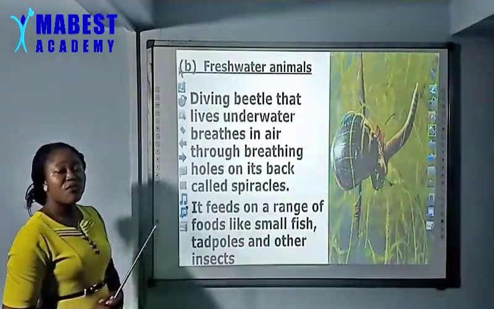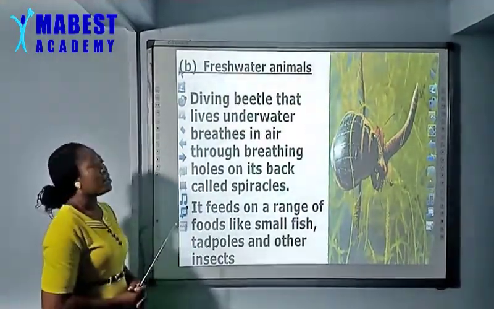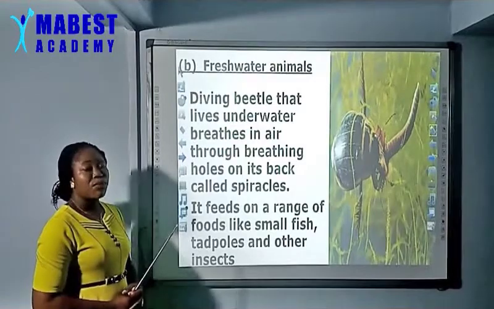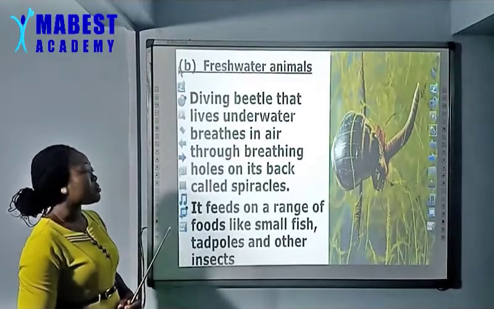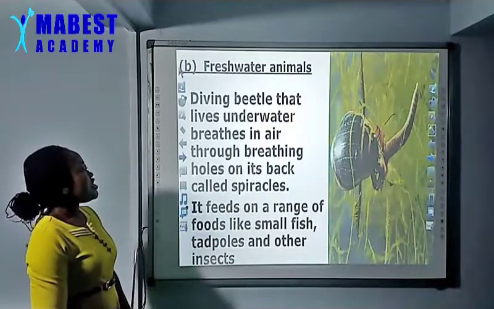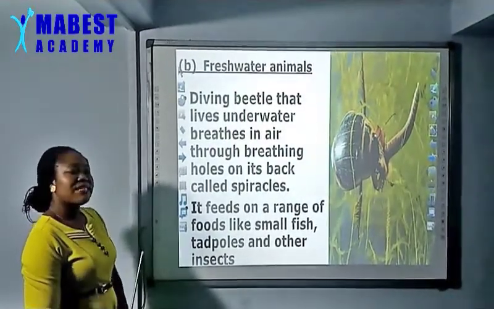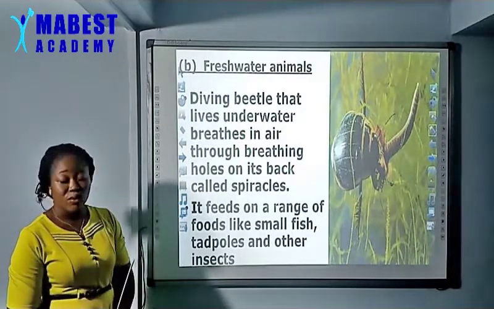Now, we have some freshwater animals, but majorly we'll be looking at the diving beetle. The diving beetle is an example of freshwater animals. You can see the diagram there, and they live underwater. And we imagine how they breathe in here under the water.